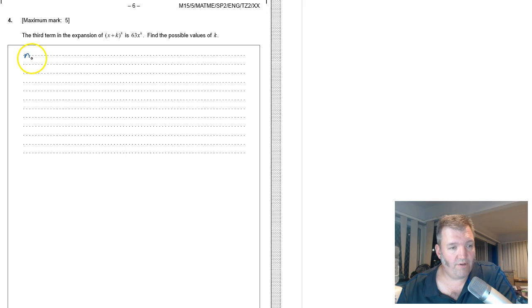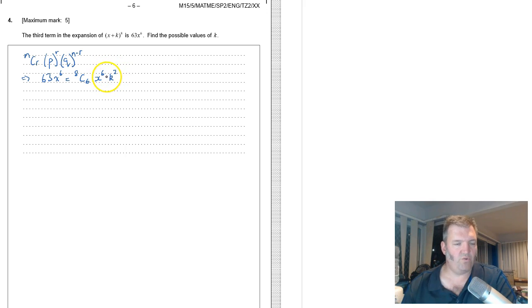Just recall that for each term, it's going to be nCr, the first term, I'm going to call it p, to the power of r, and we're going to have q to the power of n take r. So in this case, what is that going to mean? We've got 63x^6 is going to be equal to 8C6 x^6, which must mean k is to the power of 2.